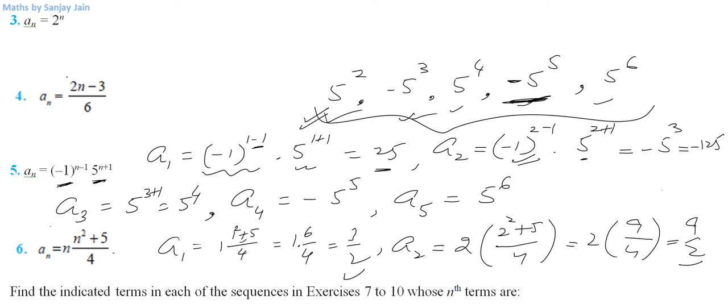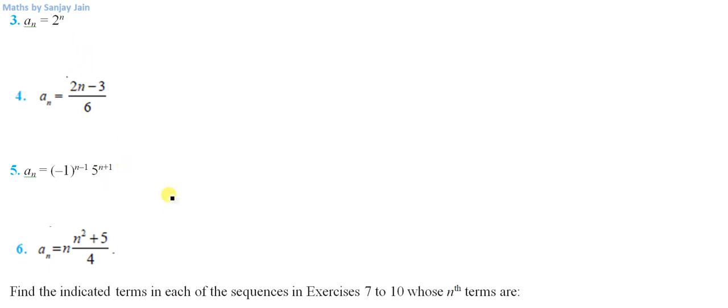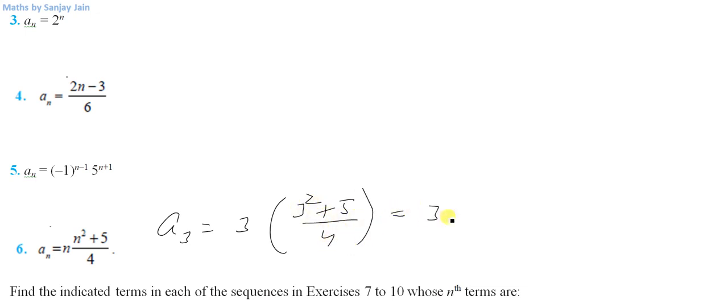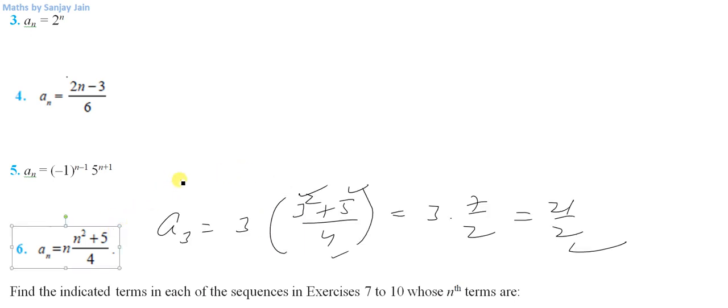Okay, third term, a3 will be equal to 3 into 3 squared plus 5 by 4, which is 3 into, this is 9 plus 5, 14 by 4, so 7 by 2. 21 by 2 is the third term. What about the fourth term? I am writing the terms for this expression here, so I can write it here also.